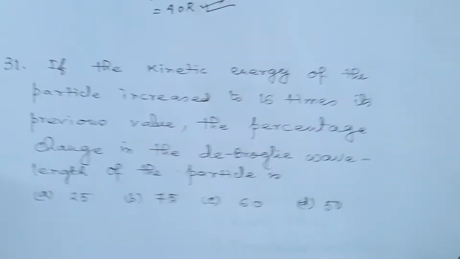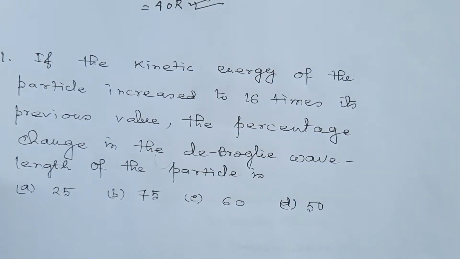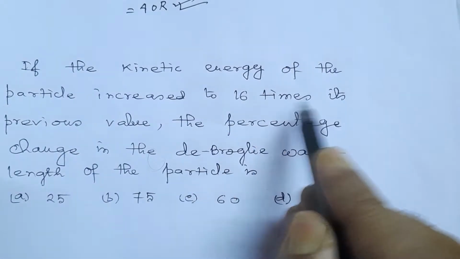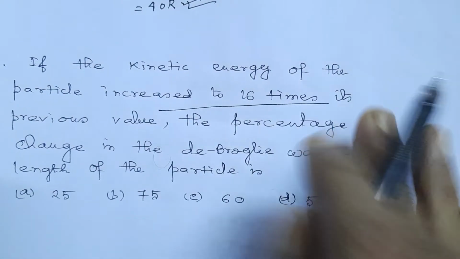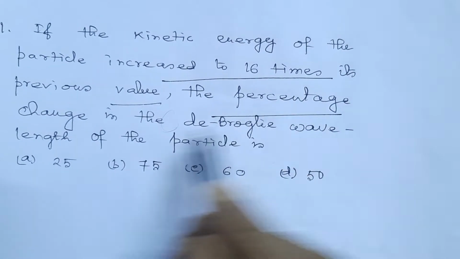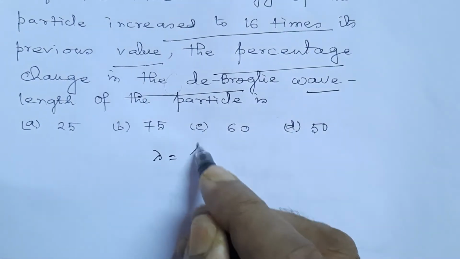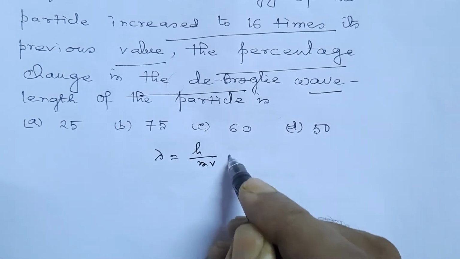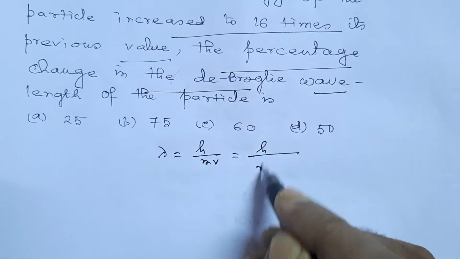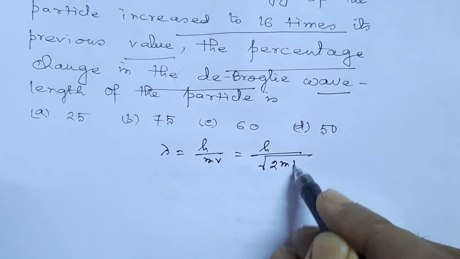Now see the question number 31. In 31, the kinetic energy of a particle is increased to 16 times its previous value. Find the percentage change in de Broglie wavelength. So de Broglie wavelength lambda equals h by mv, and if we express it in terms of kinetic energy, that is h by root over 2mK.